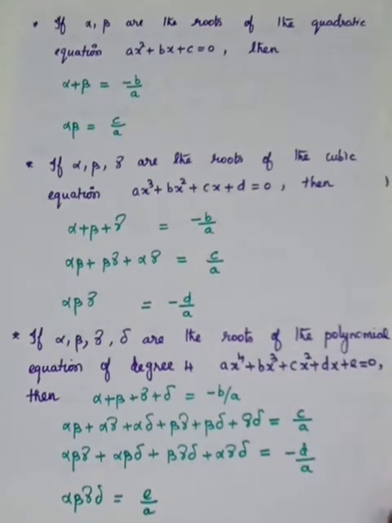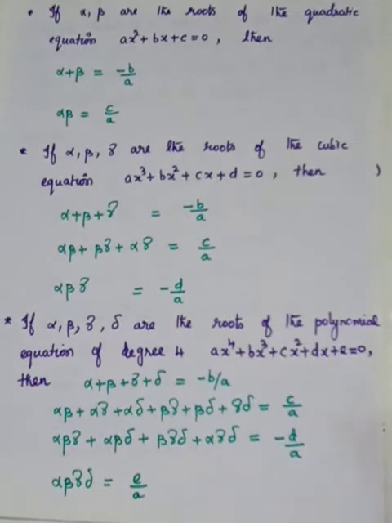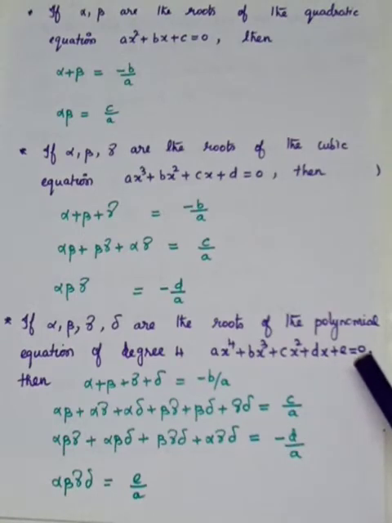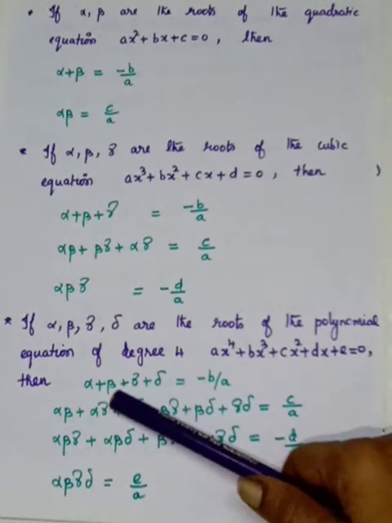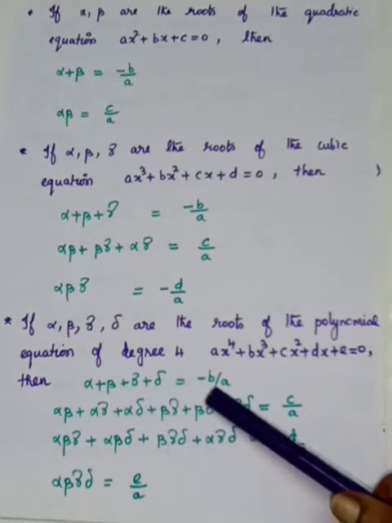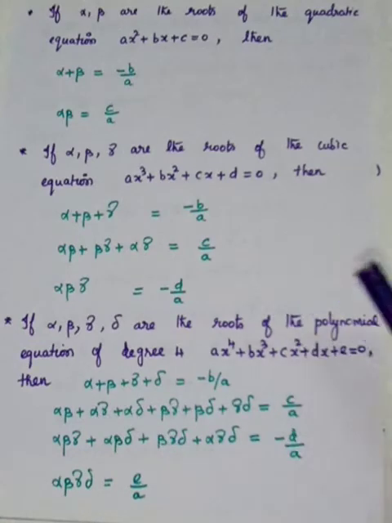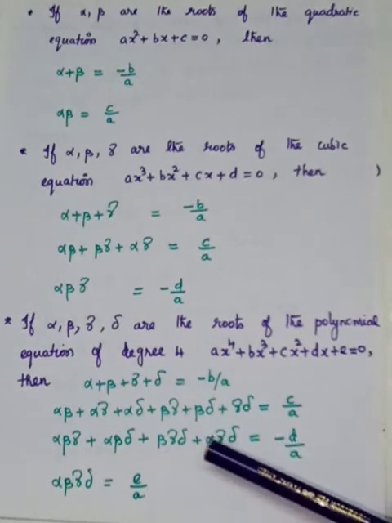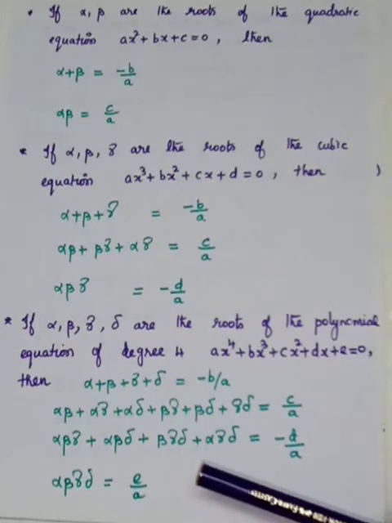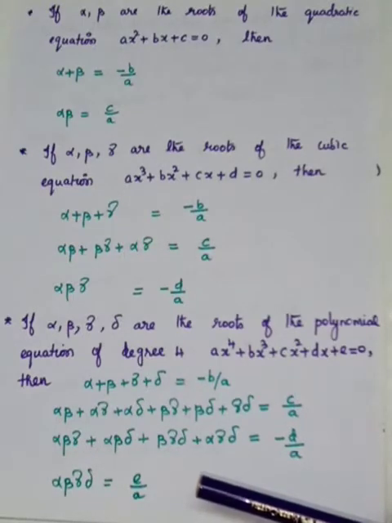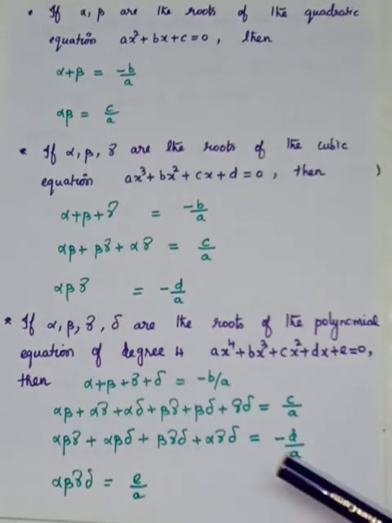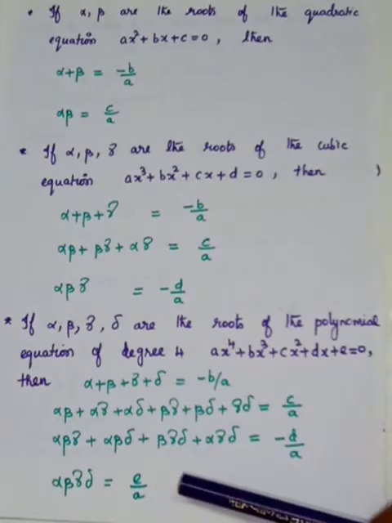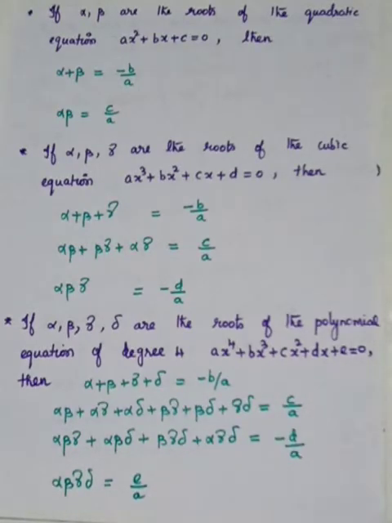If you consider a polynomial equation of degree 4, that is ax to the power 4 plus bx cubed plus cx squared plus dx plus e is equal to 0, the sum of the roots taken one at a time is minus b by a. The sum of the products of the roots taken two at a time is c by a. If you consider 3 roots at a time and take the product, then the sum of all the products of the 3 roots taken at a time is equal to minus d by a, and the product of the 4 roots is equal to e by a. Using the formula, we are going to do the problems.